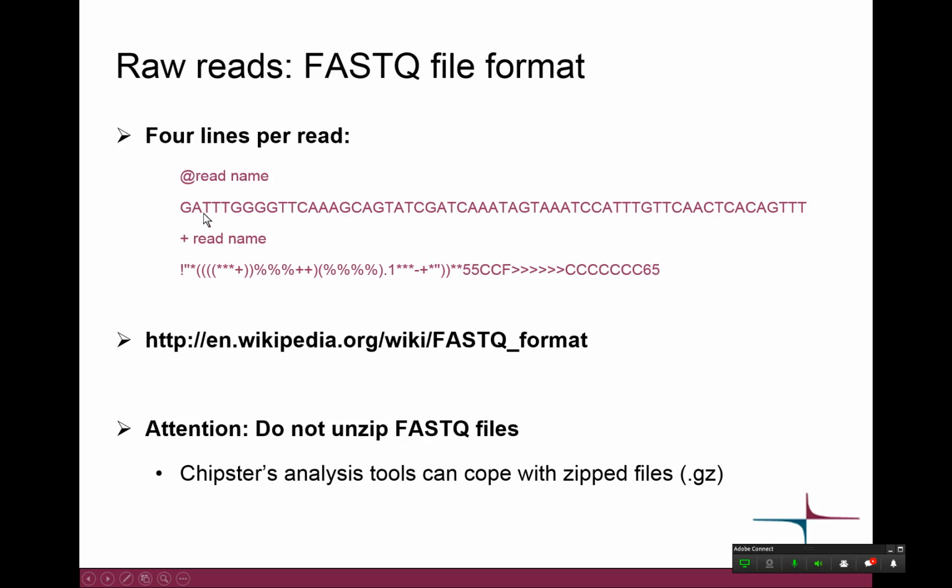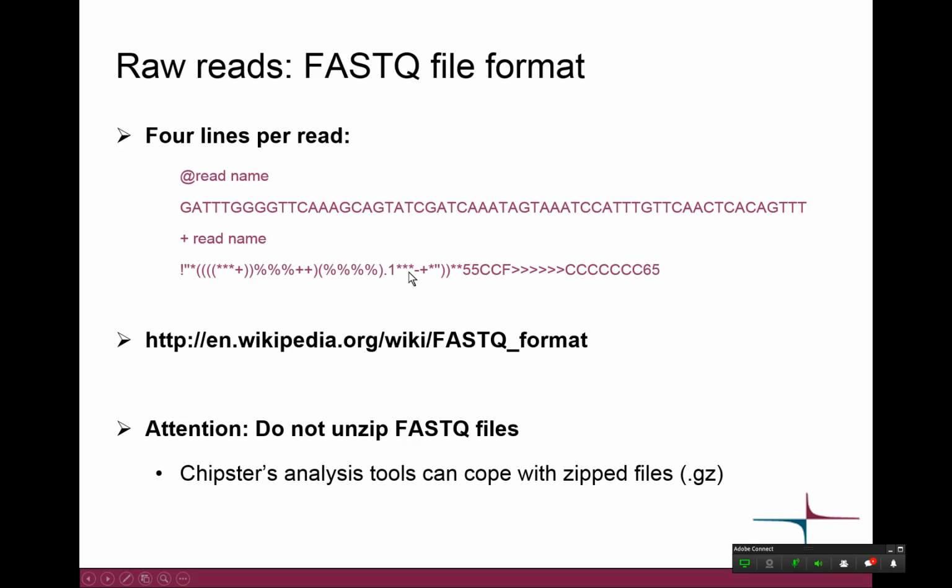So there's twice the read name, and then the read sequence here, and then this weirdly looking quality coding for all the different bases in your read. We will be looking at more details on that later on, so don't worry too much. If you want to know more about this format, Wikipedia has actually quite a good page regarding that. And like Eija already mentioned, you remember that you don't have to unzip your FASTQ files. Chipster can deal with zipped files just fine, so you don't really have to check this file in detail.